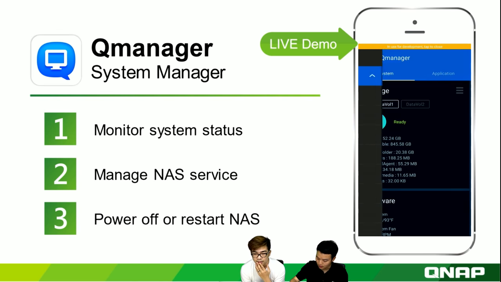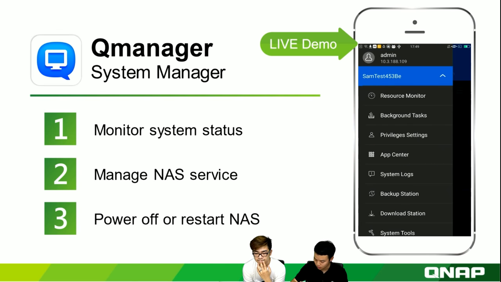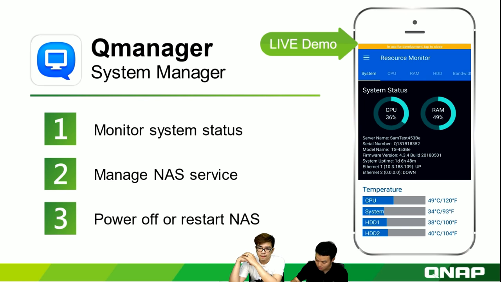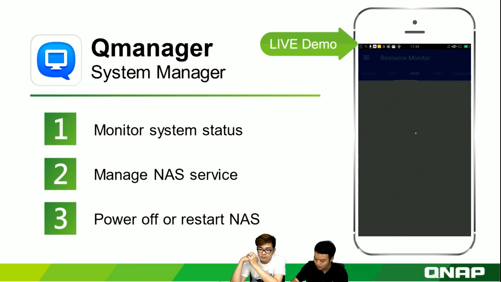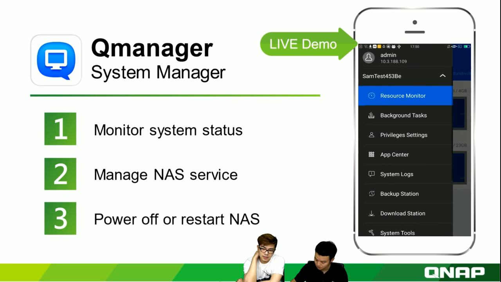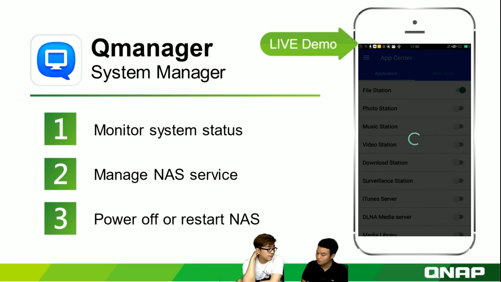And never forget to drag out the left panel, because there are even more things you want to check out, like system, CPU, RAM, HDD, and whether they are healthy or not. You certainly want to have an idea. And there are certain notifications you want to enable in case they are in trouble, like power off or system shutdown. You will receive the notification from QManager.